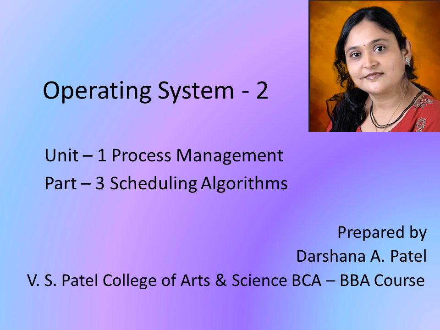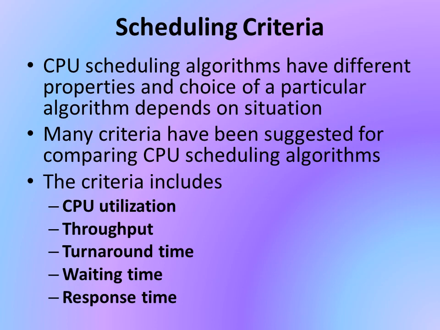So today I am going to discuss scheduling criteria that are used for choosing or selecting the scheduling algorithms. Also, I am going to discuss the first come first serve scheduling algorithm and the shortest job first scheduling algorithm with example. Scheduling criteria. CPU scheduling algorithms have different properties. So the choice of a particular algorithm depends upon the situation.